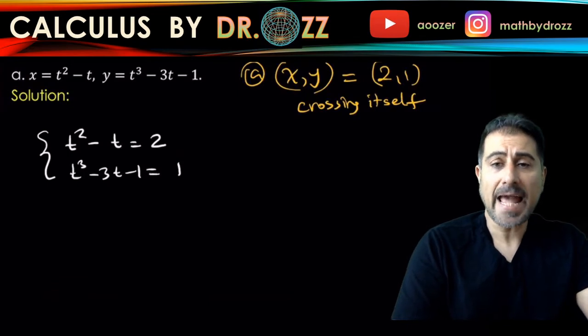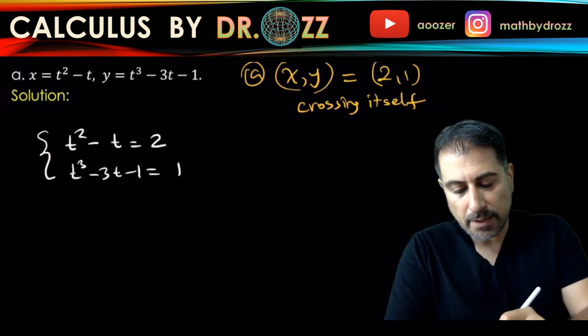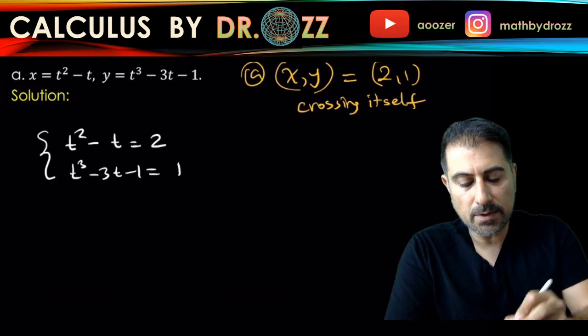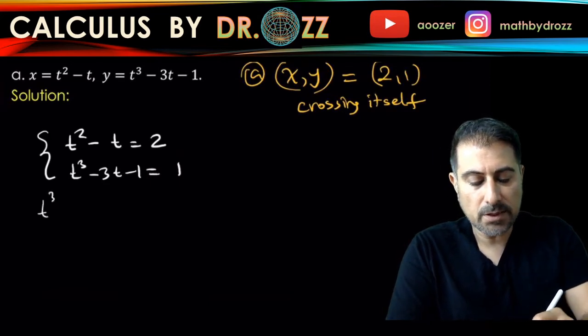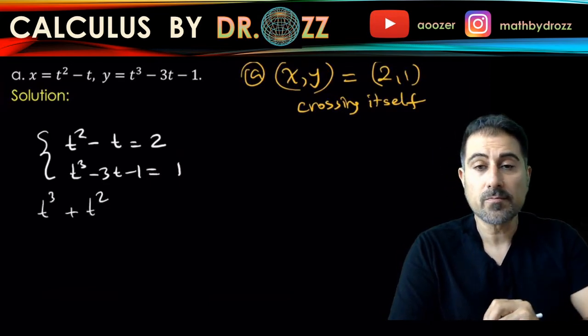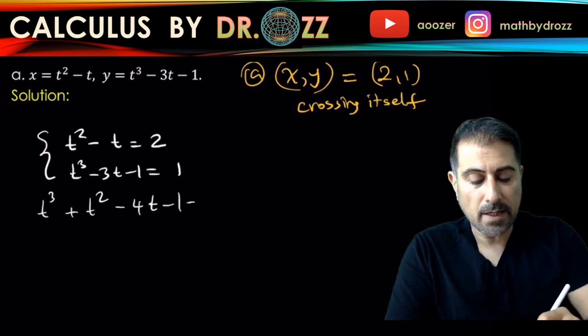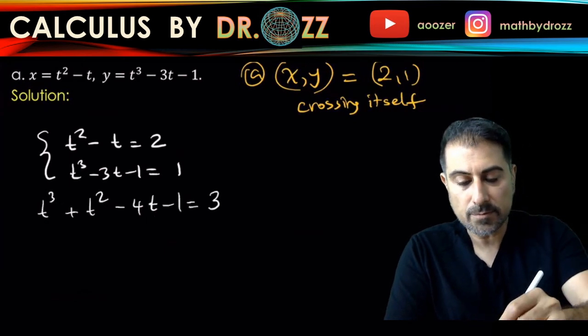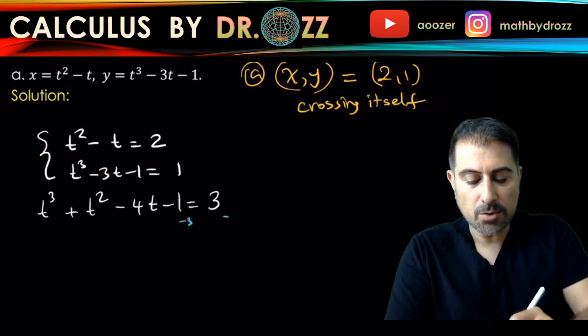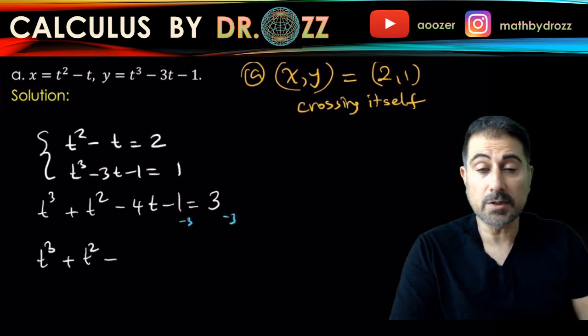What I'm going to do is add these two equations. So t cubed plus t squared minus 4t minus 1 equals 3. Then I'm going to subtract 3 from both sides, so t cubed plus t squared minus 4t minus 4 equals 0.